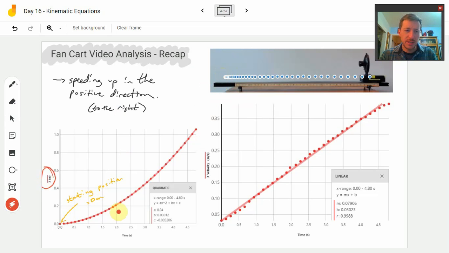Then we graphed that in this position time graph, which we applied a quadratic fit to, and then this program also calculates, from this position time graph, the velocity at any given time and plots that as a velocity versus time graph. And then it gives us these equations. If we ever have a parabola, a nice curved parabola, we want to do a quadratic fit for that. And if we've got a nice straight line like the velocity time graph, we do a linear fit. We notice both of these graphs seem to indicate that this fan cart was speeding up in the positive direction, which is to the right.